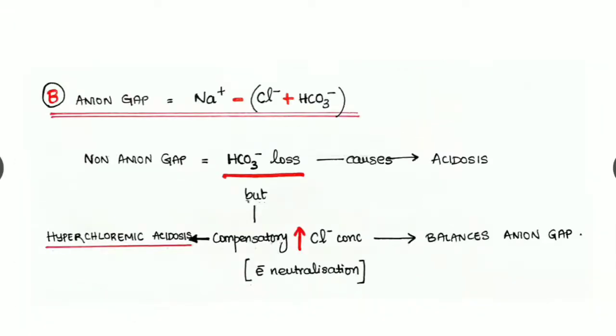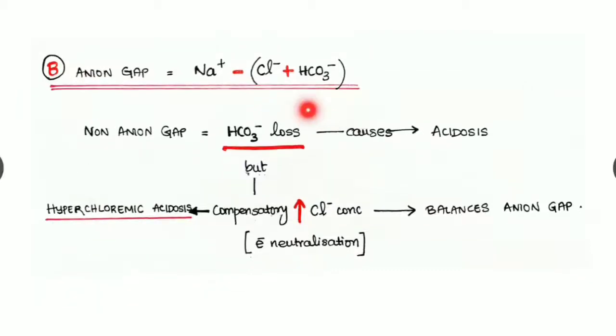And the second equation or formula is anion gap is sodium ion minus chloride ion plus bicarbonate ion. This chloride with bicarbonate ion has to be subtracted from sodium ion, and this equation is derived from the first equation. From this we can derive the non-anion gap.